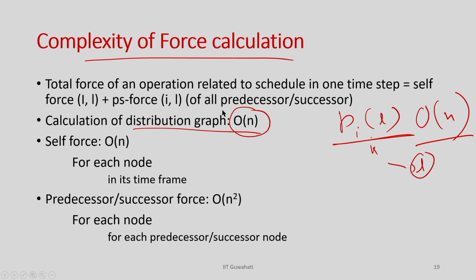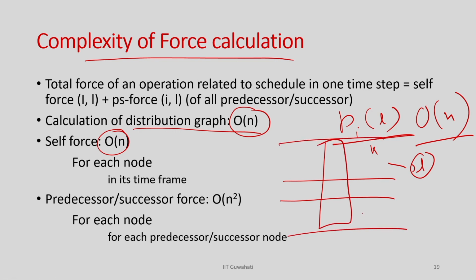And what about the self force? Self force is order of n because it does not impact the other predecessor or successor nodes. How do I calculate it? For all the time frame, I have to just multiply the type distribution with the probability, that is all. So, this will be order of n because you have to calculate for each node for its time frame, and time frame is a very fixed constant value.